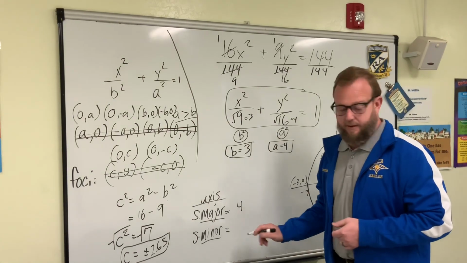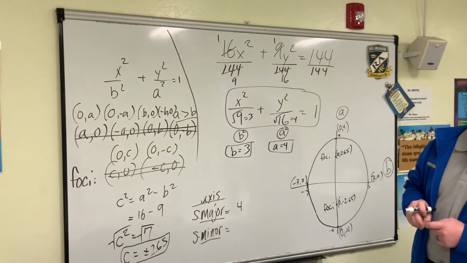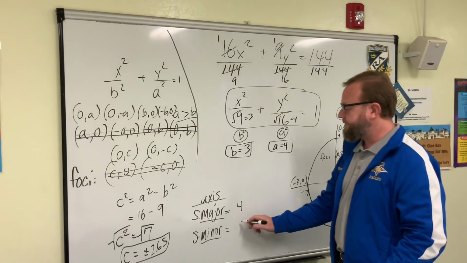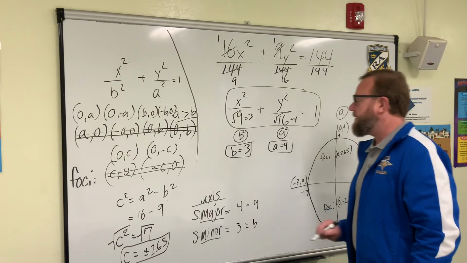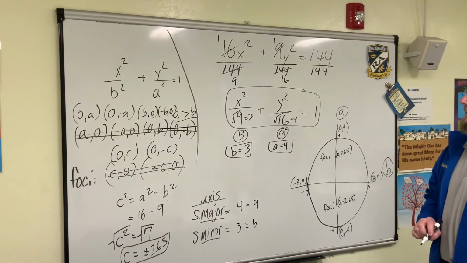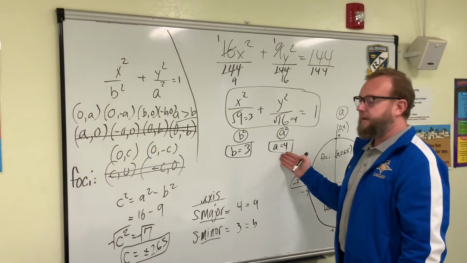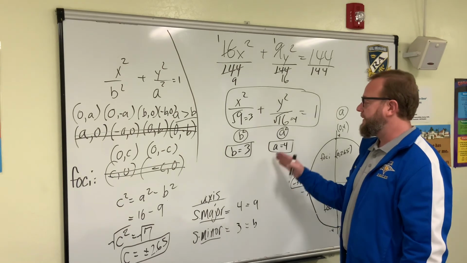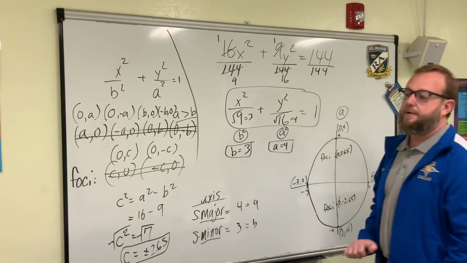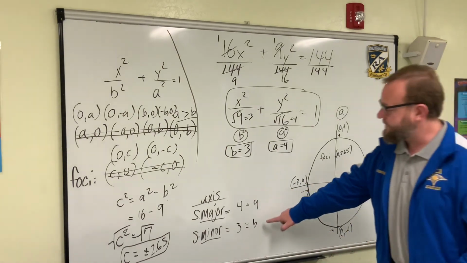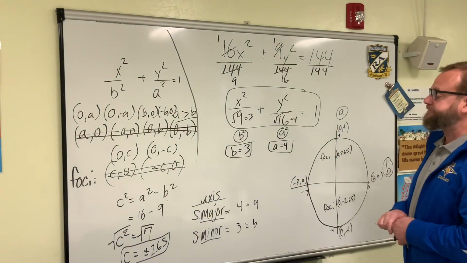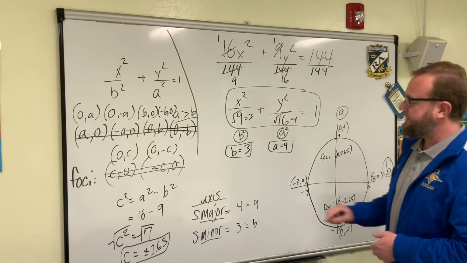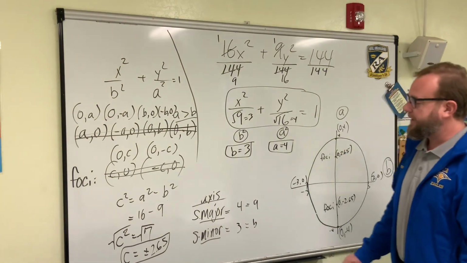Yeah. And semi-minor? 3. 3. Because this is A and this is B. So they're A and B. A and B. Oh, great. I wrote this one wrong. They're always going to be A. They're always going to be B. And you had those values earlier. So that is major 4, minor 3.